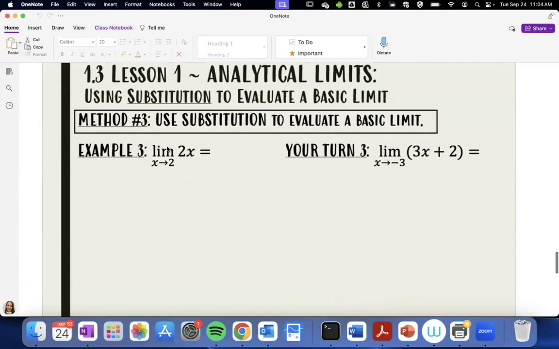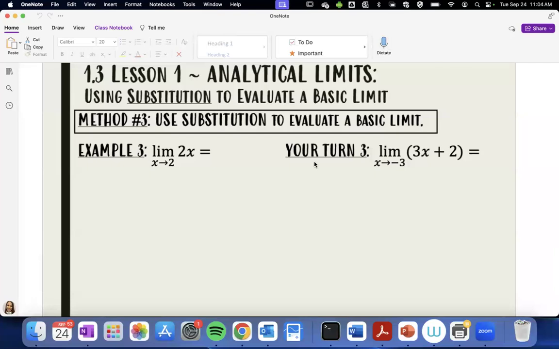All right, next bit. This goes into section 3 in the book. Using substitution to evaluate a basic limit. I'm picking one specifically that doesn't divide by 0 and all of that. You will see ones later that do. If I asked you to evaluate the limit of 2x as x approaches 2, what do you think you'd do?